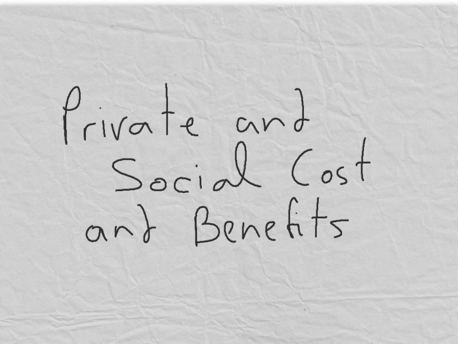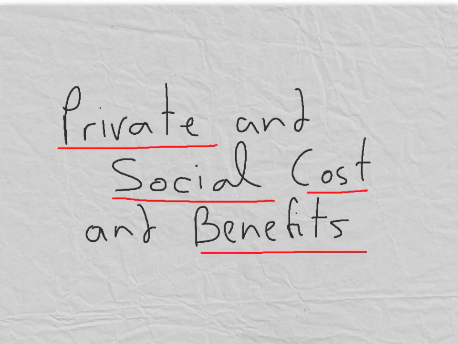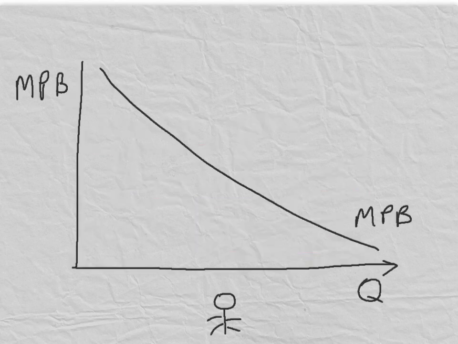In this presentation, we're going to look at how to show private and social costs and benefits on a graph. Let's start with marginal private benefit. We are looking at the point of view of the consumer.